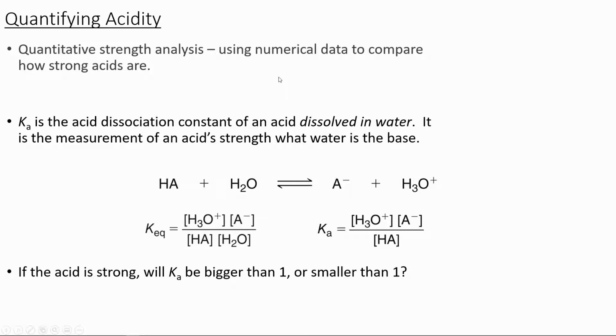We can use this Keq to determine the strength of an acid when it's dissolved in water. So overall, the concentration of water isn't going to change that much, so we can actually remove that term from the equation. And as the strength of the acid, or the amount of water that it can protonate, increases, then the association constant Ka will also increase. So if we have a strong acid, then we're going to have a very high Ka, and if we have a weak acid, then it'll be a number smaller than 1.